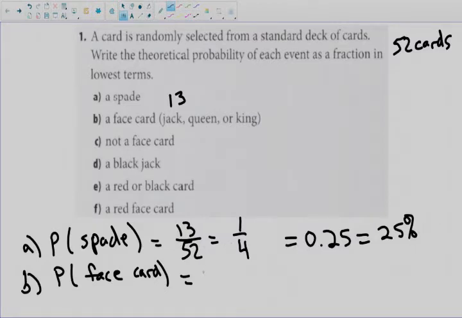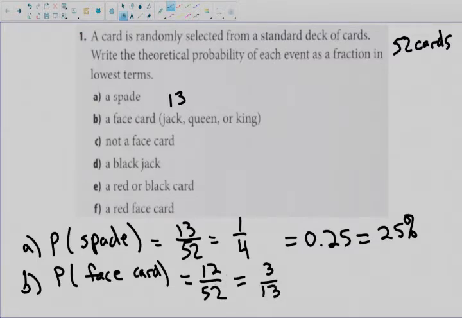So there are 3 face cards per suit, the Jack, Queen, and King. That means there are 12 face cards in all. So the probability is 12 out of 52. But thinking of proportionality, how many face cards are in one suit? There are 3 face cards in one suit of 13 cards.